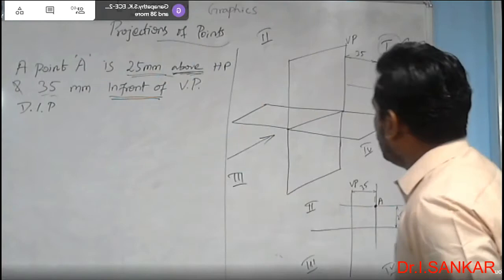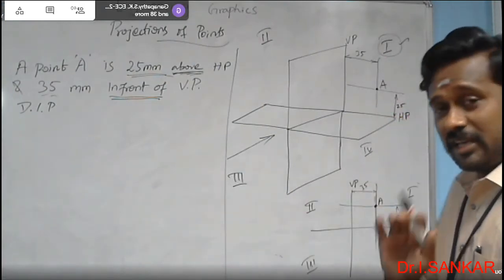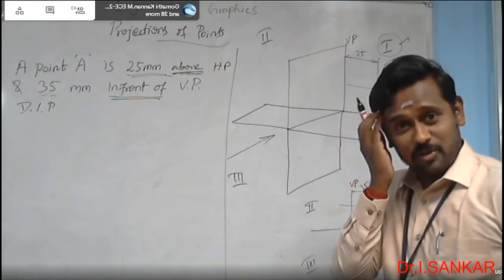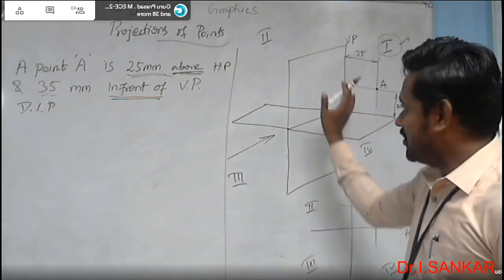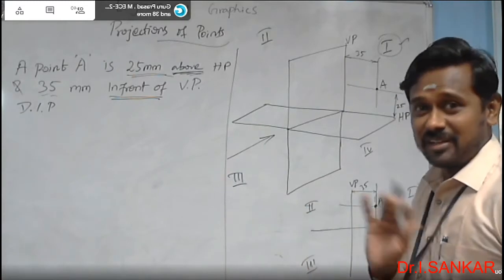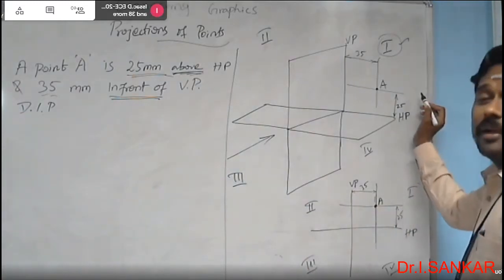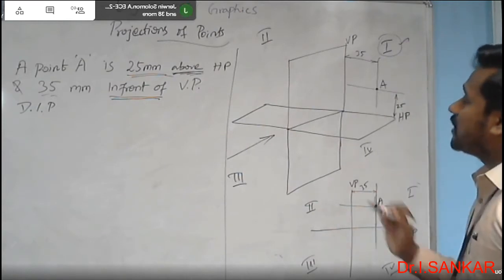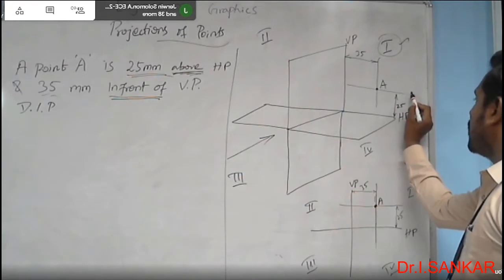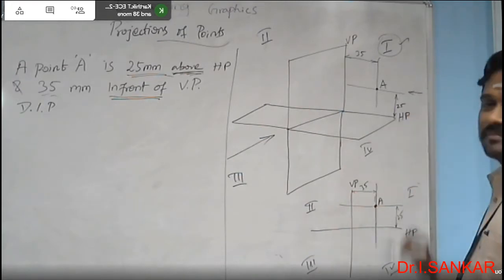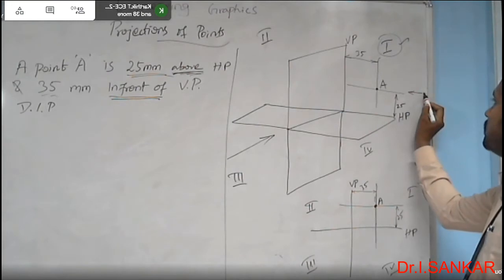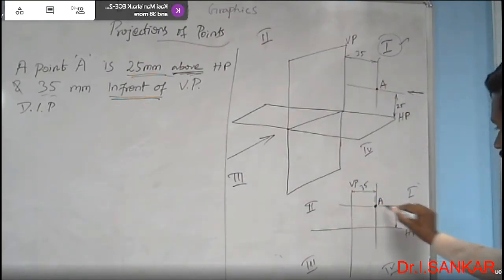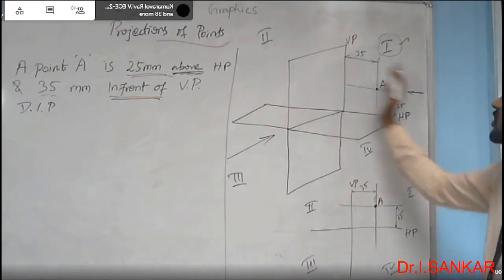Let's see how I am obtaining the front view of the point. See students, all this should be done in your imagination only, not on the paper. See how I am getting the front view. In order to get the front view of the object, I have to see the object from the front. So my visual rays should be perpendicular to the vertical plane. So I have to see from this side.